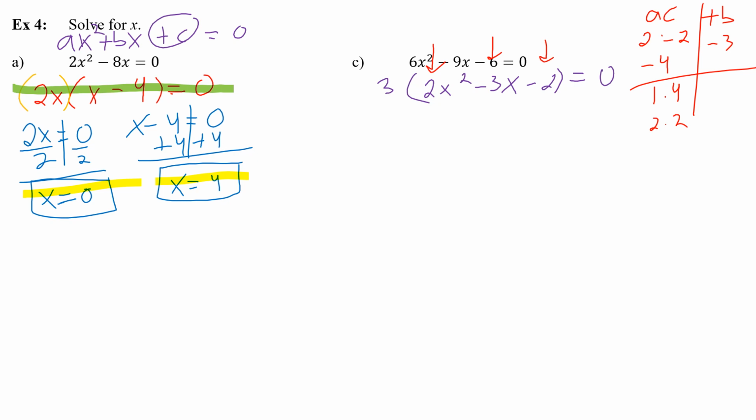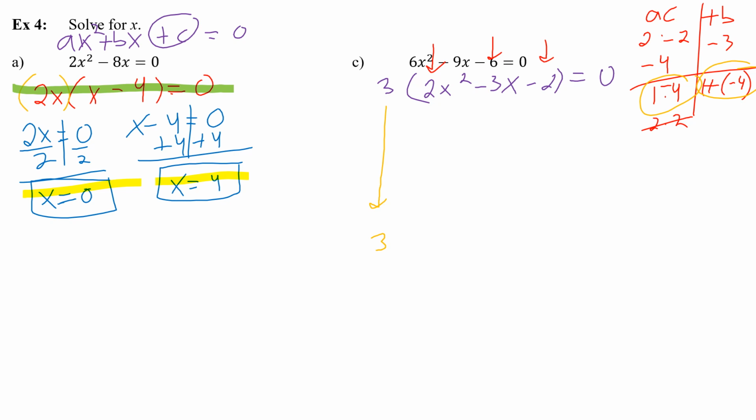Obviously, one of them has to be negative to give me the product of negative 4. 2 and 2 would never give me negative 3. I'm going to keep the negative with the 4 because when I add them, I want the answer to still be negative. So the numbers we're looking at are 1 and negative 4.